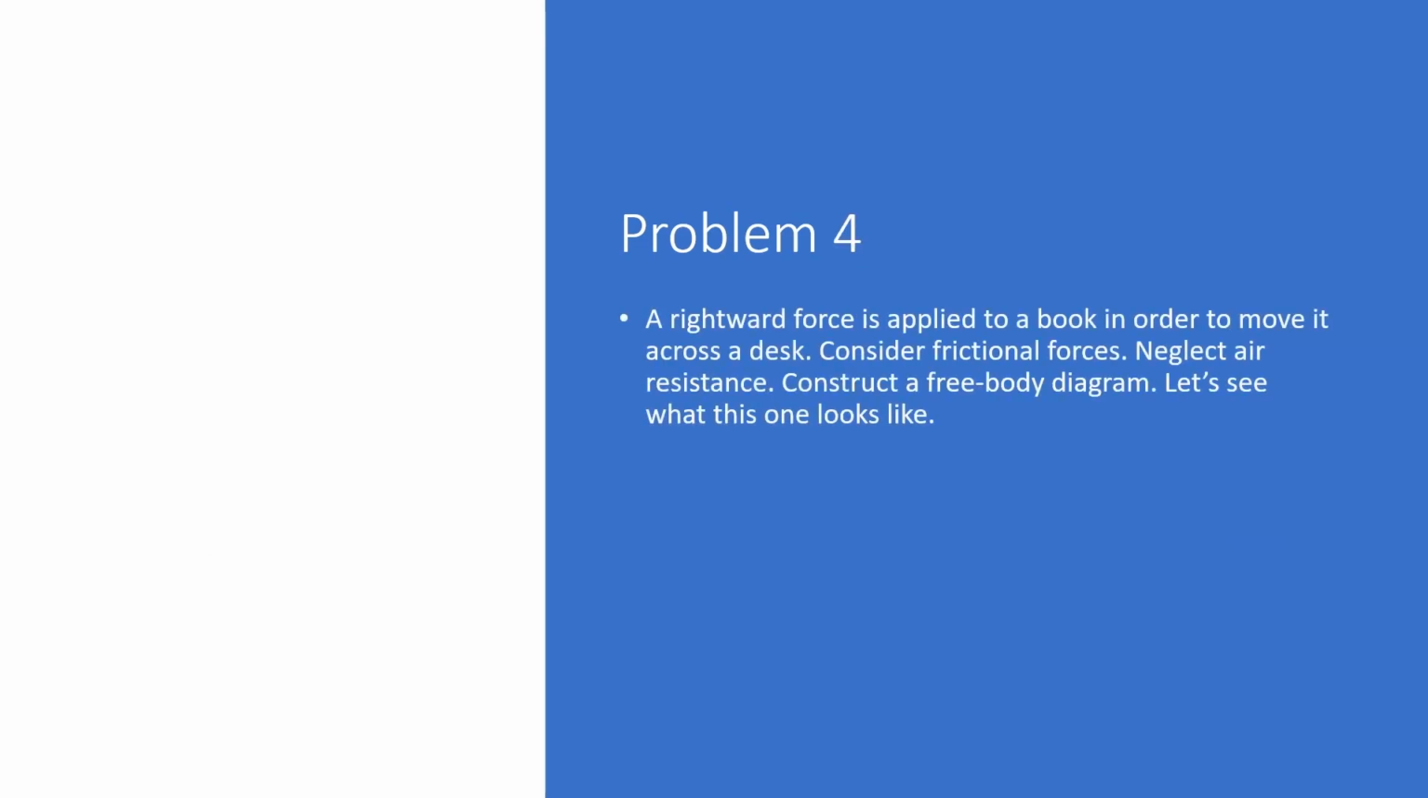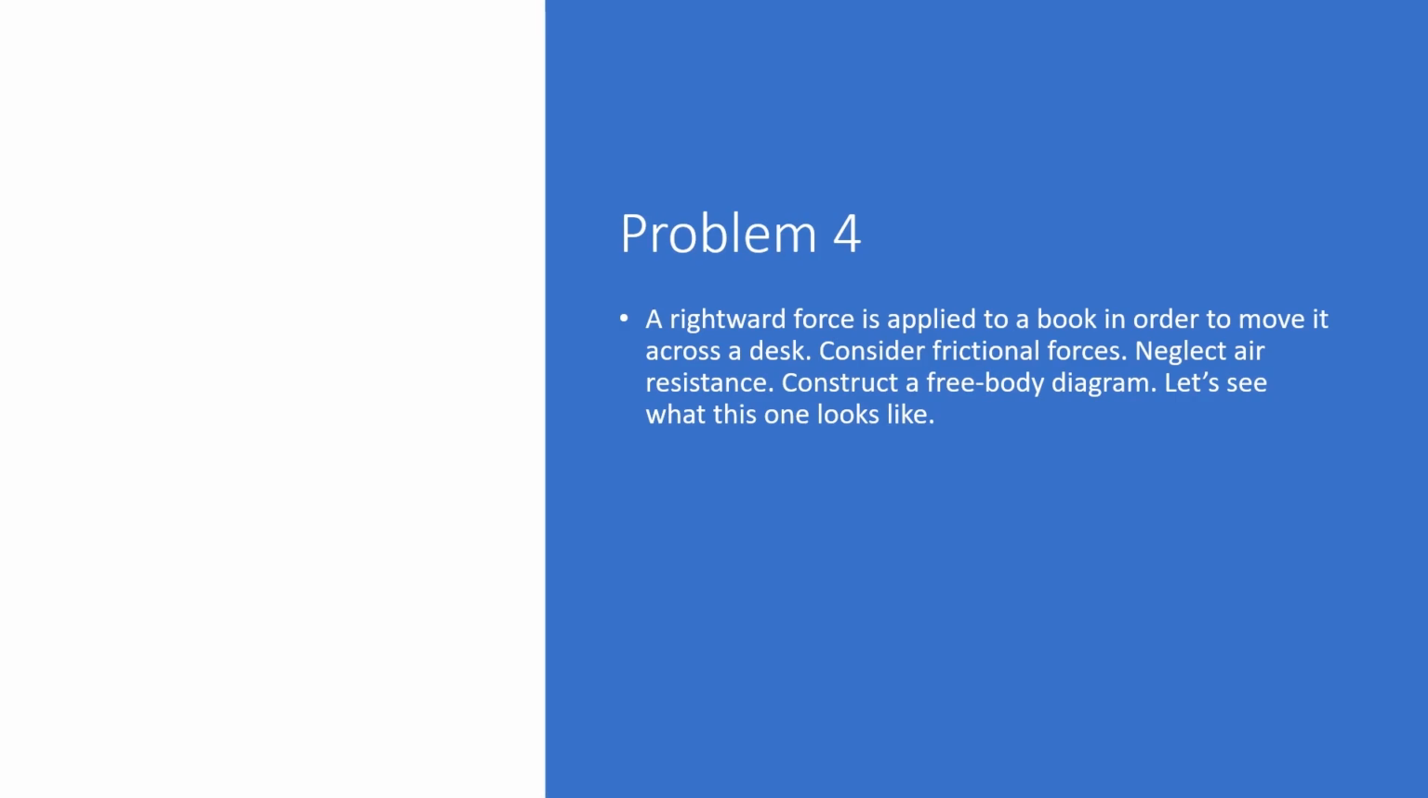Here I got a rightward force that's being applied to a book in order to move it across a desk. Consider frictional forces. Neglect air resistance. Construct a free body diagram. All right, so what does this one look like? We're going to have a box. It's going to represent our book. We're going to have a rightward force moving it across the desk. Friction opposes that motion, so friction's going to the left. We're going to ignore the air resistance.